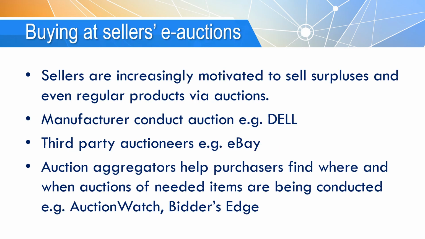The other one is e-procurement buyers at sellers' e-auction. Sellers are increasingly motivated to sell surpluses and even regular products via auctions. Manufacturers conduct auctions, for example Dell, and then there are third-party auctioneers, for example eBay. Auction aggregators help purchasers find where and when auctions of a needed item are being conducted. These are examples of auctions that happen.